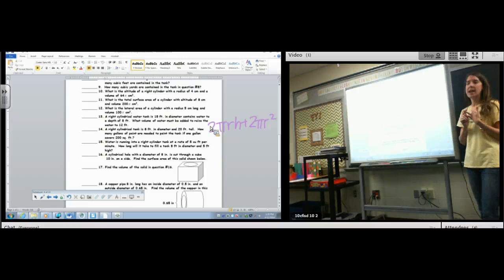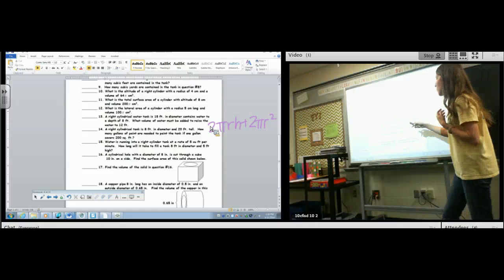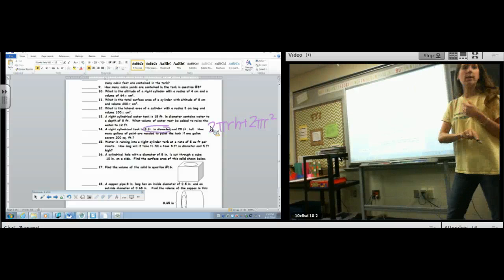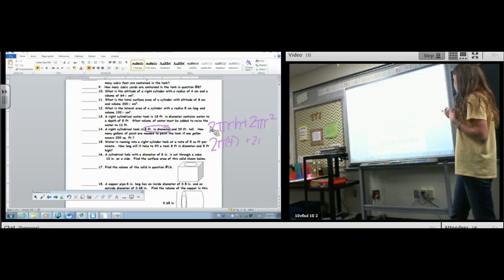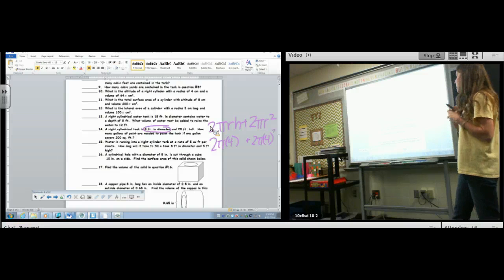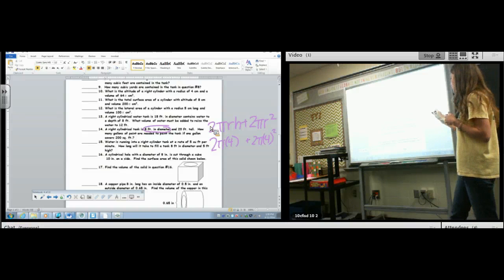We need an R, we need an H. What's R? 4. 8 divided by 2 is 4. So every time we see an R, we're going to put 4. And what do we put for H? 20. Oh, they handed it to us.